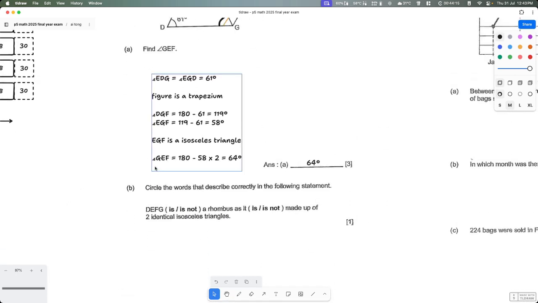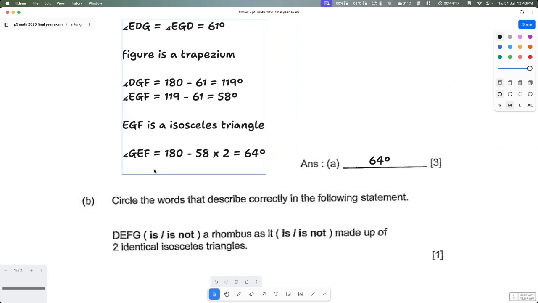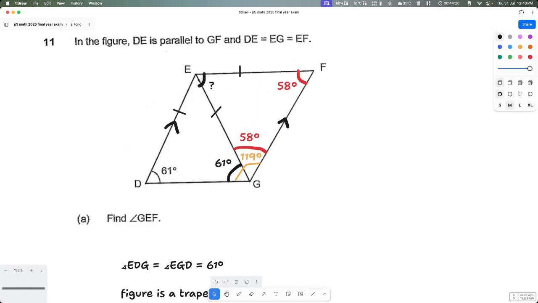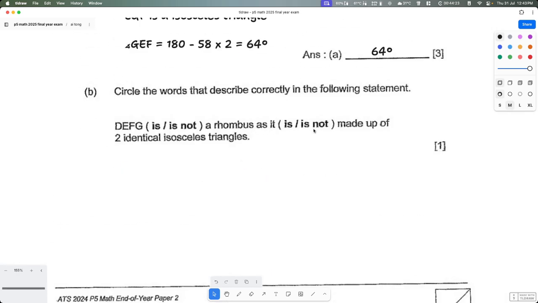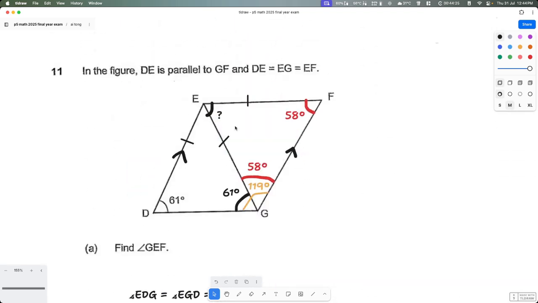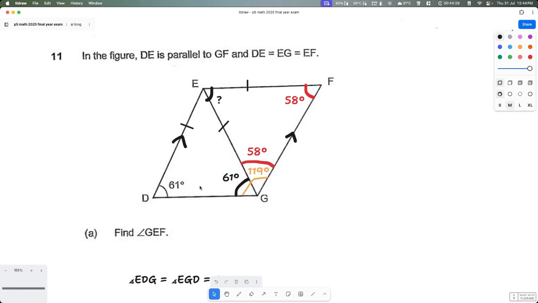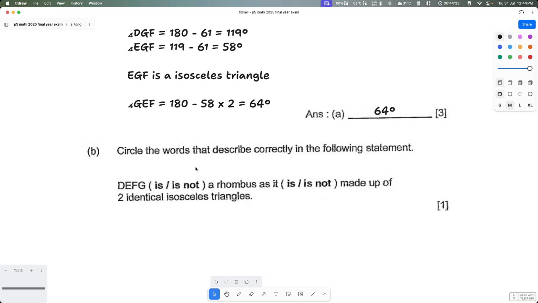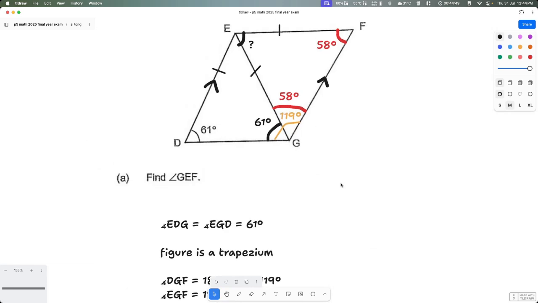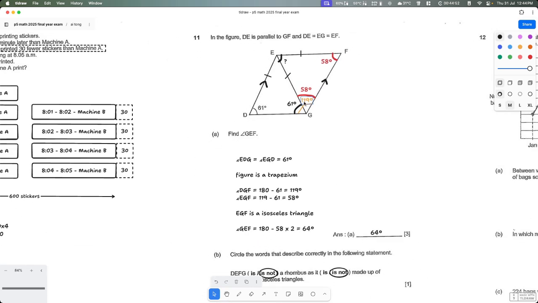Circle the words that describe correctly in the following. So DEFG. DEFG is a rhombus and is not made out of two identical isosceles triangles. So you can see that it is not made out of identical isosceles triangles because it's 58 and 61, 61. So we need to circle. Let me circle. So DEFG is not a rhombus. Rhombus means every side is the same and it's not. So both are not. It's not made out of this thing. Okay. All right. So I think it's pretty clear to see this.